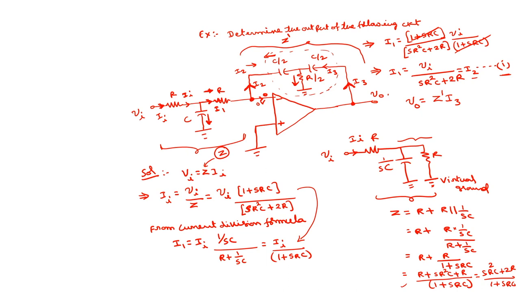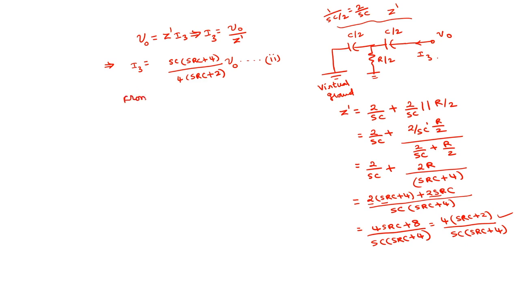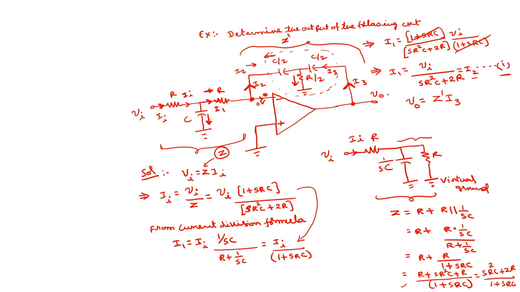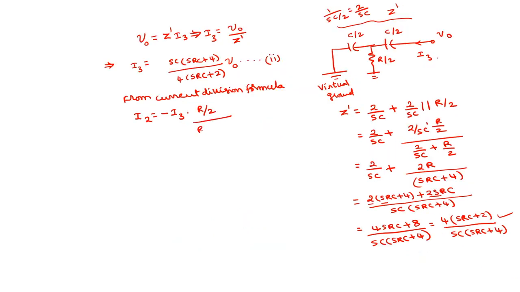Okay, what will be the expression for I2 in terms of I3? From current division formula, I2 is equal to minus I3, because now the direction is opposite to that of the current flow through the capacitor, times you have to find out the current through this capacitor, so you have to take the opposite impedance or resistance R/2 by R/2 plus 1 by SC/2, plus 2 by SC. Here is equal to SRC divided by 2 gets cancelled, SRC plus 4 times I3.